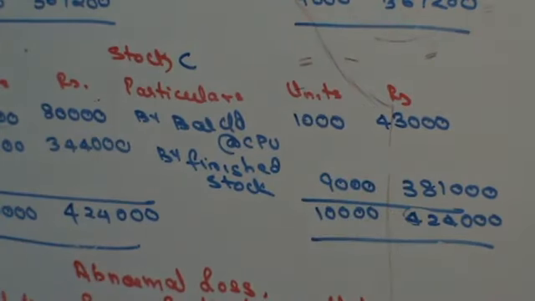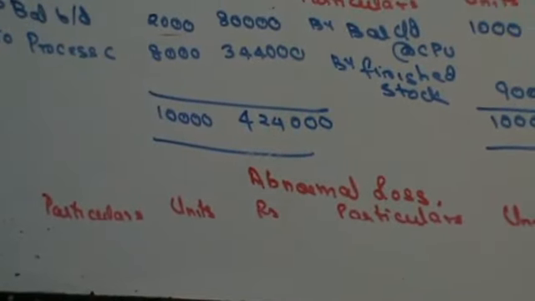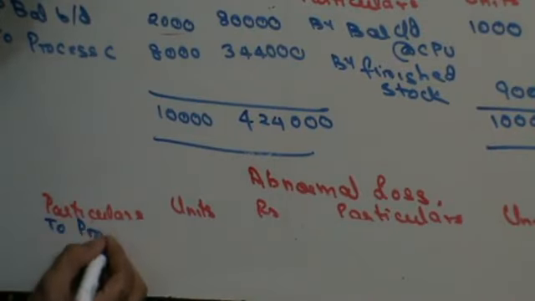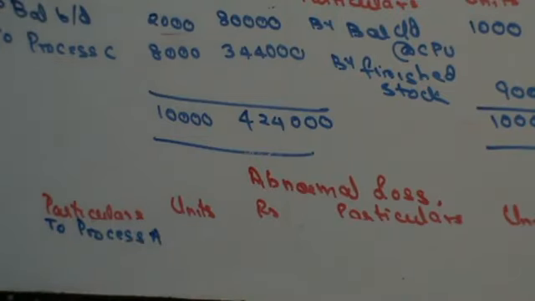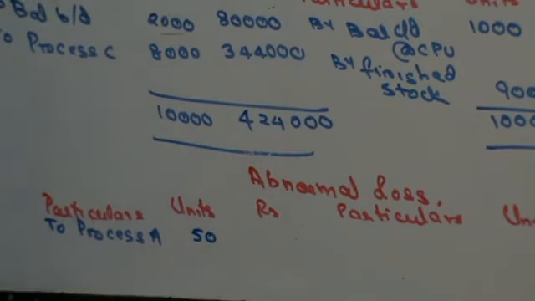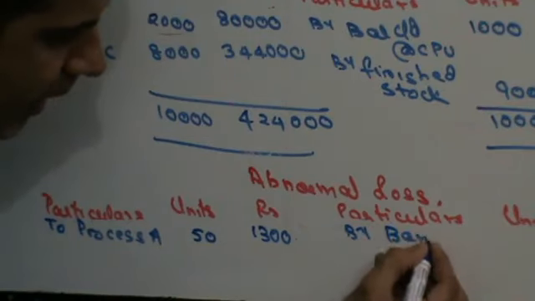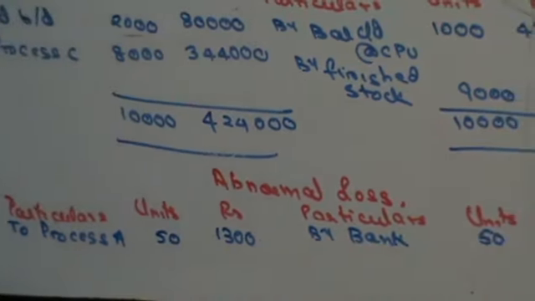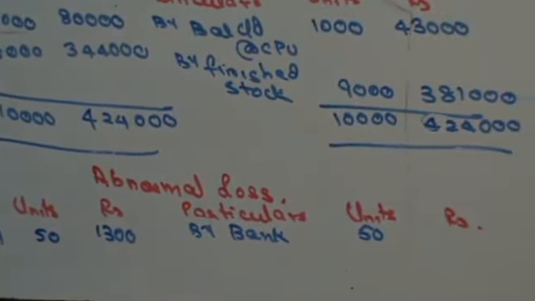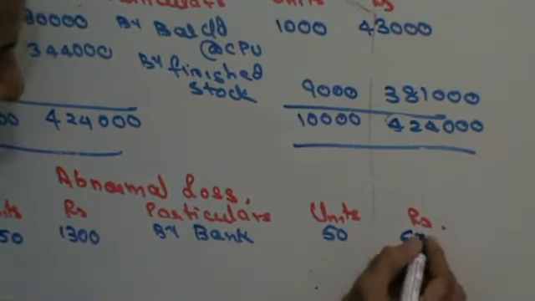Okay. Once this is done, you have to make abnormal loss. Where all do I have abnormal loss? I have abnormal loss in process A. Let's see how do we do this. To process A, abnormal loss in process A is 50 units and the amount is 1,300. How do I tally this? You write on the credit side by bank, write the 50 as it is and multiply it by the scrap value of process A. The scrap value of process A is 13.5. So 50 into 13.5 is 675.